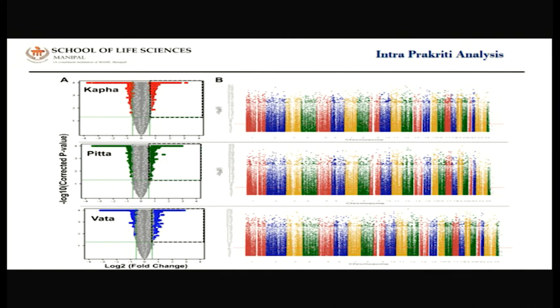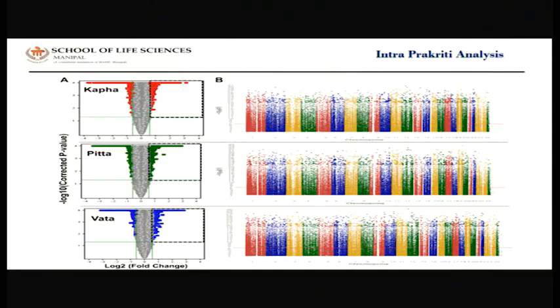And what is shown here again, through the volcano plots as well as the Manhattan plots, are the differences in the intra-prakriti analysis as being very minimal, to the left hand side in the volcano plot, suggesting that experiments are quite tight and there is not enough variation which we see within the samples which have been used. There are approximately 120 samples within each of these groups, and they are quite homogeneous.